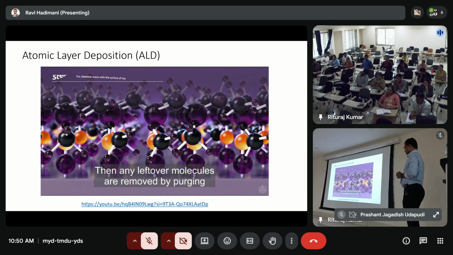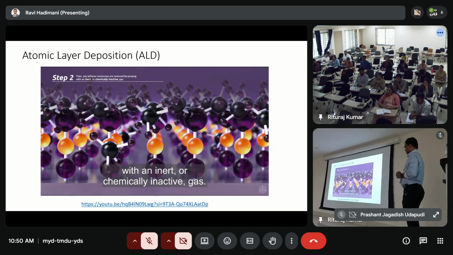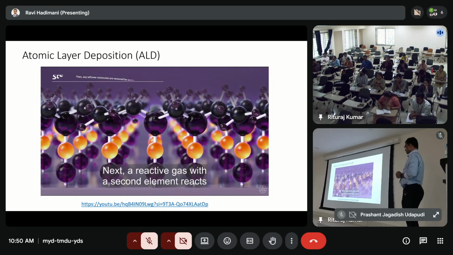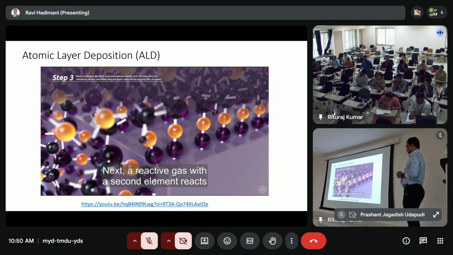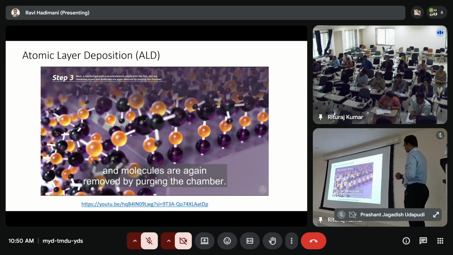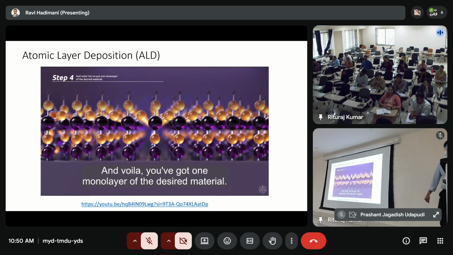Then, any leftover molecules are removed by purging with an inert, inactive gas. Next, a reactive gas with the second element reacts with the film, and any remaining atoms and molecules are again removed by purging the chamber. And voila! You've got one monolayer of the desired material.